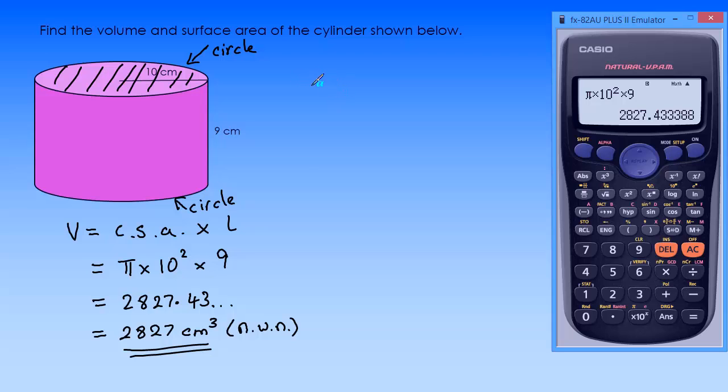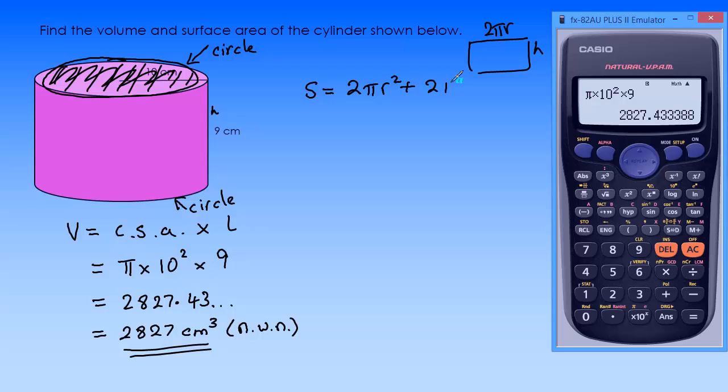So from what I was just saying there, we can say that the surface area is 2 pi r squared. So that's the top circle and the bottom circle. And then for the curved surface, if we unroll that into a rectangle, the length of the rectangle would be the circumference of this circle, so that's 2 pi r, and the height would just be the height of the cylinder.